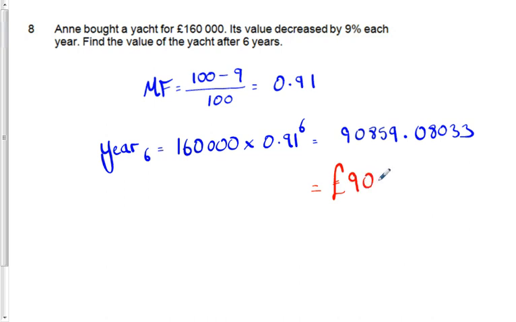Now, money, we should remember, has a currency sign. This is £90,859, and money has 2 decimal places, 0.8. That's the end of that question.